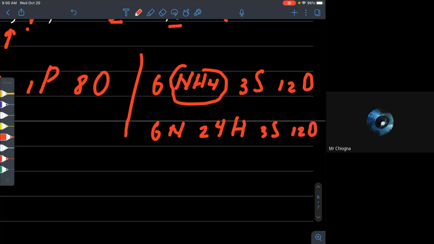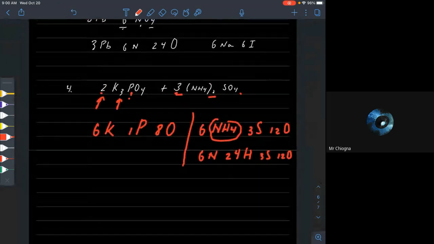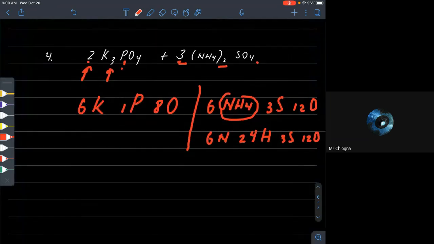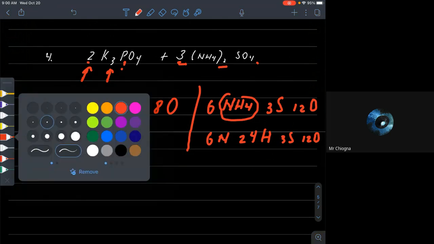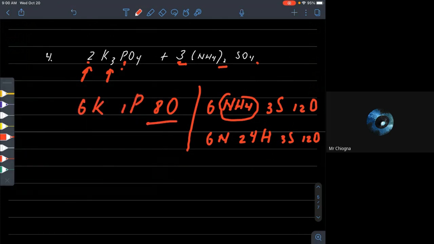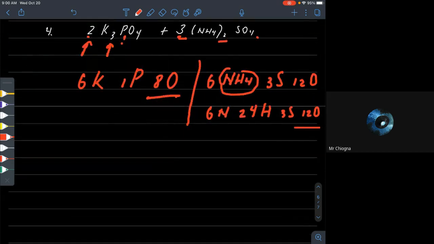I don't like writing this big in red. That didn't help me. Let me just see here. 8, 24, 3 sulfur, 12 oxygen. Now, notice something. We have 8 oxygen here, 12 oxygen here. We have to add them together for a total of 20. Don't forget to do that.